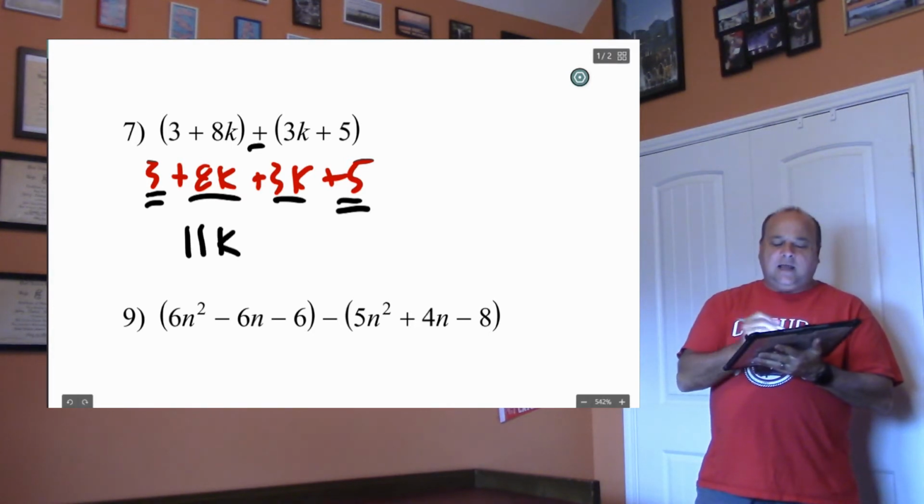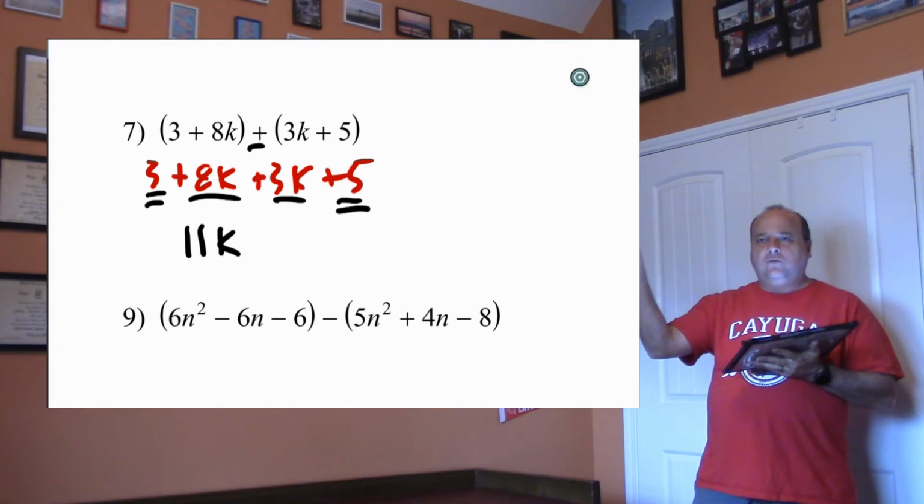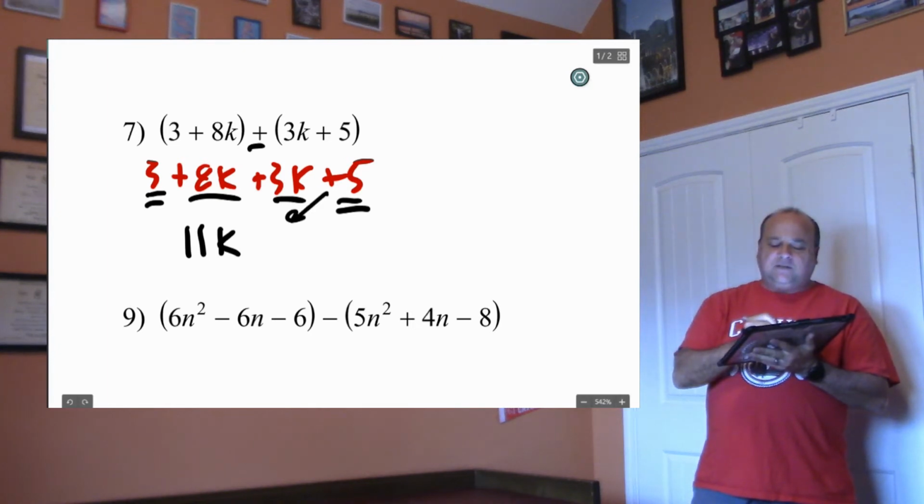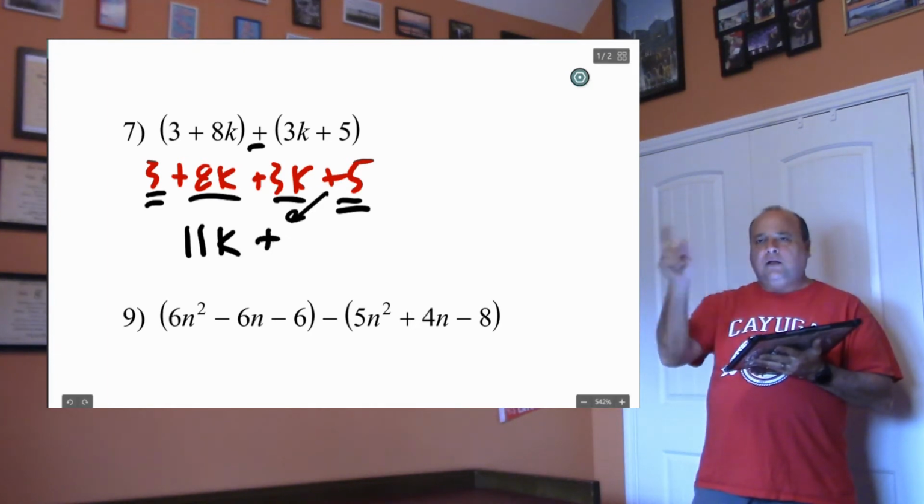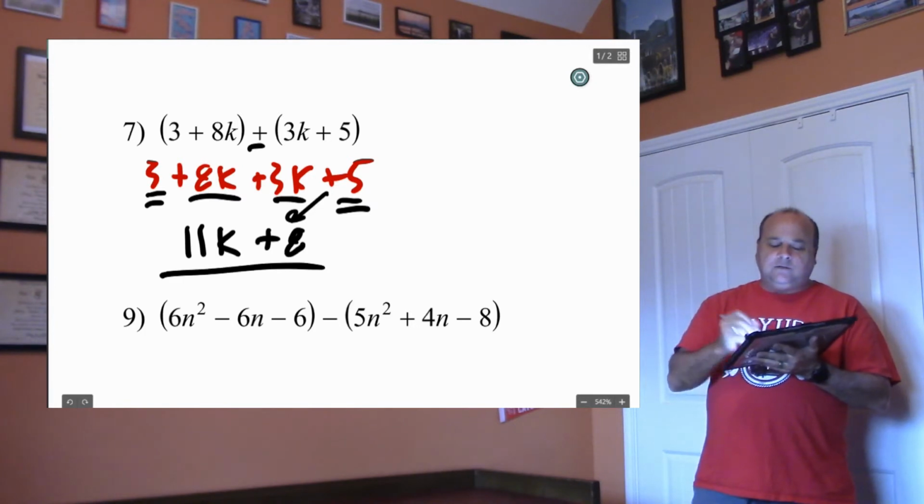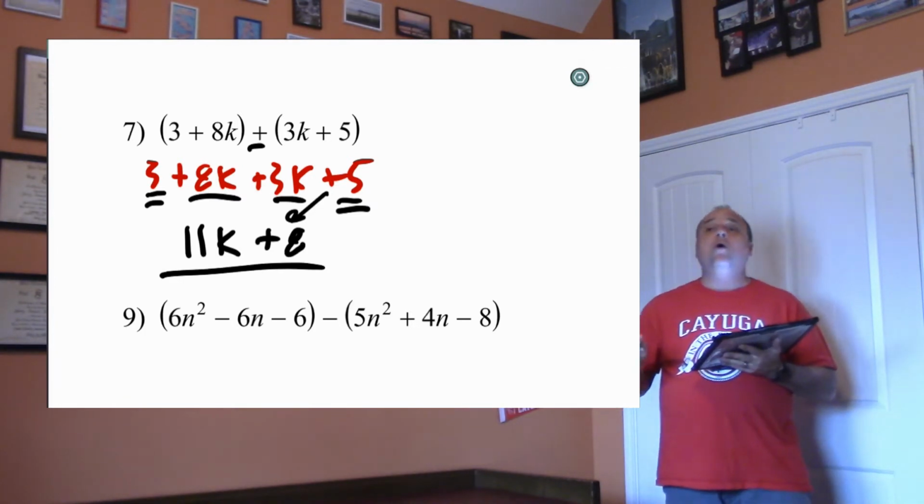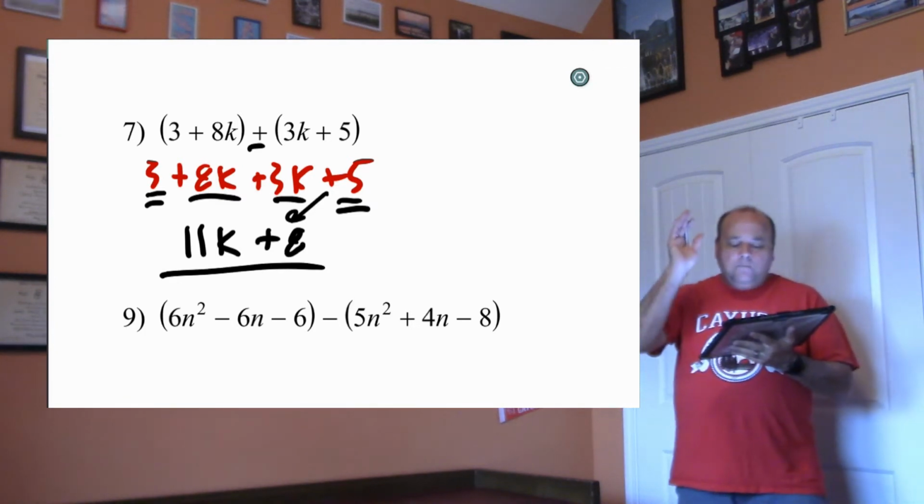My letter is k. And then I'm going to group 5 and 3. 5's bigger, so the sign's going to be positive. 3 plus 5 is 8. This is my answer. 11k plus 8. Ho, ho, ho.